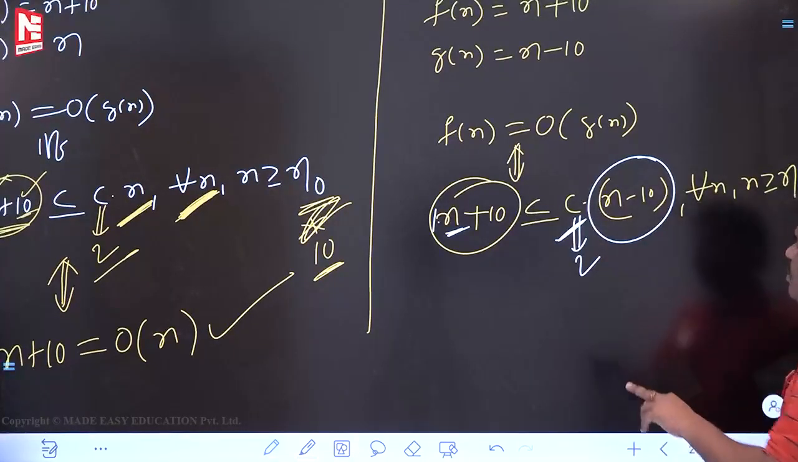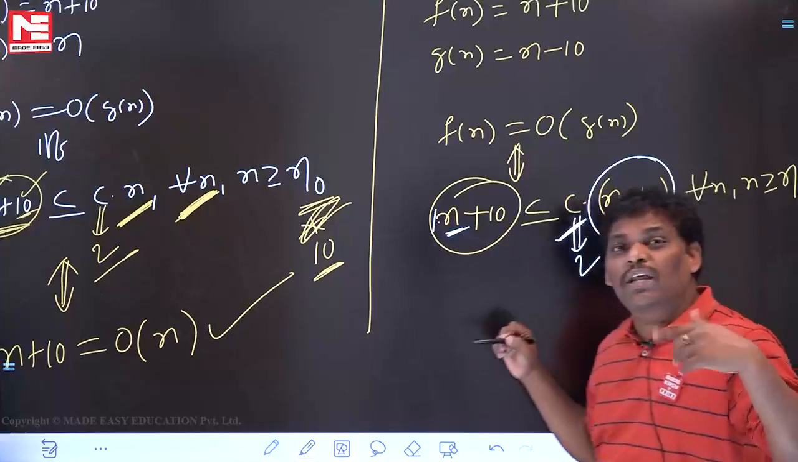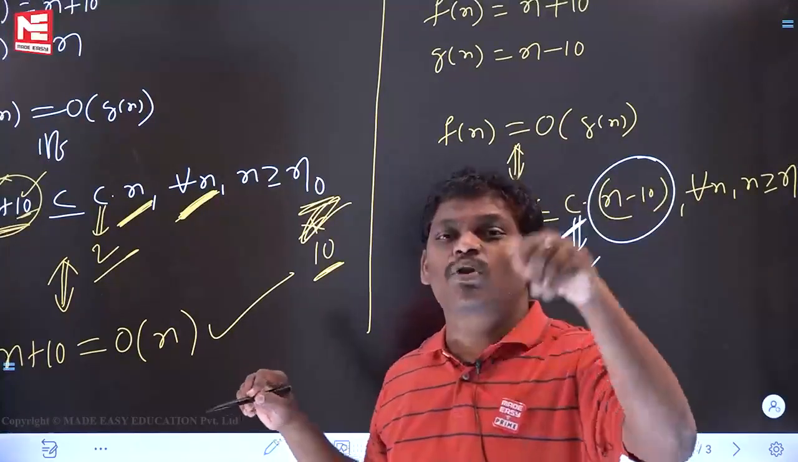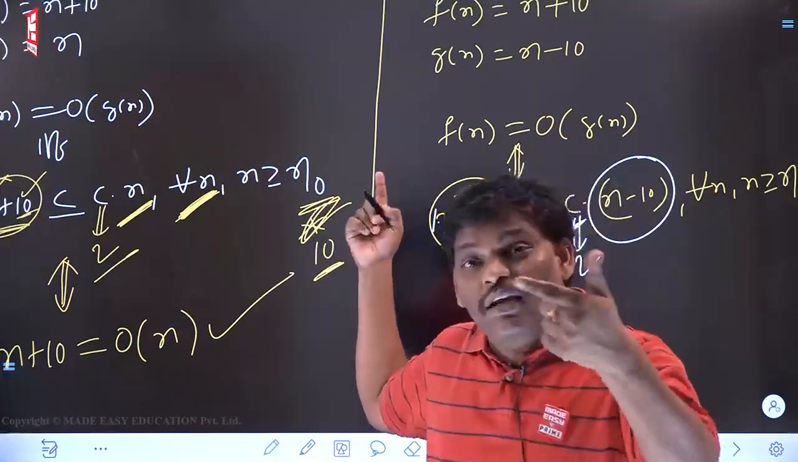Some people are asking, what is n0? Let me explain. What is the meaning of n0? From which place onward will this relation hold good? You start checking from 1.